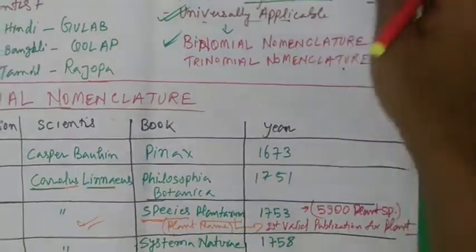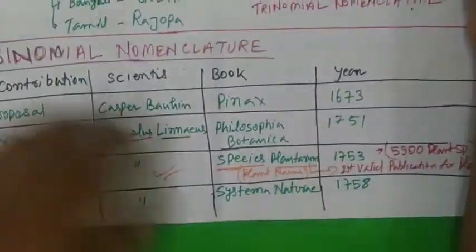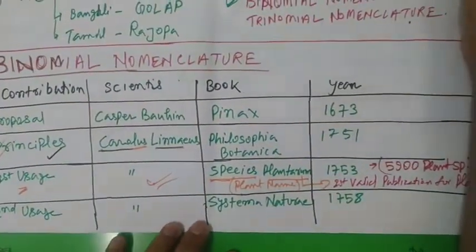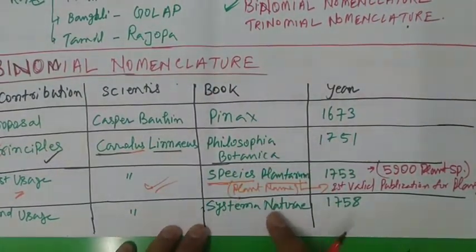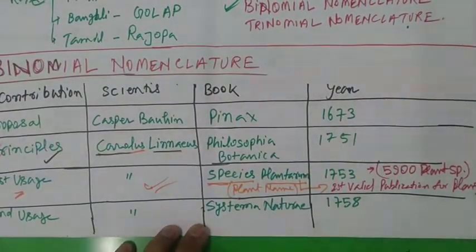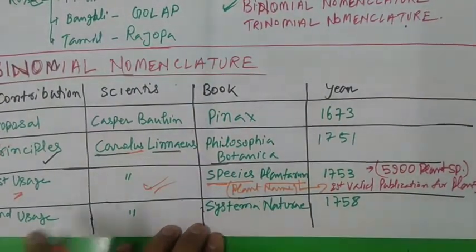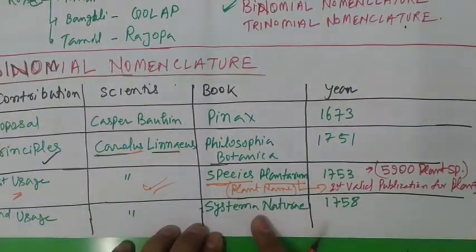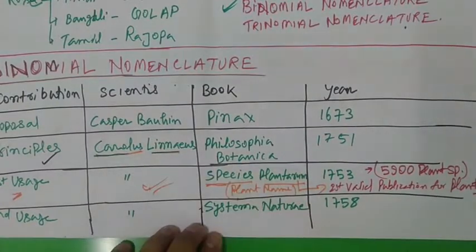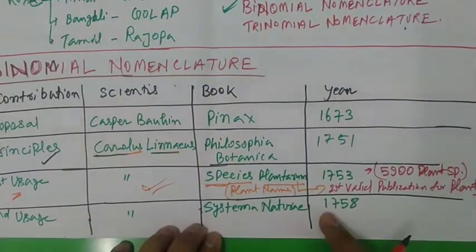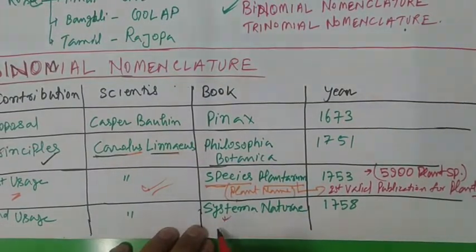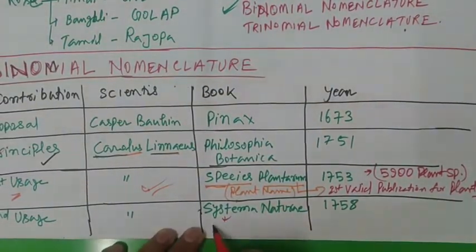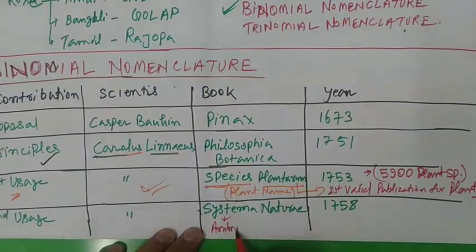Now come to the second uses. In the second time uses, the same scientist Carolus Linnaeus published a book named the Systema Naturae. That means the second time they're going to use the principles of the nomenclatures, in the year 1758. This book was for the animals.